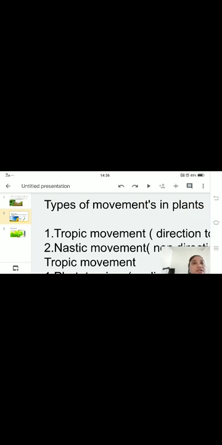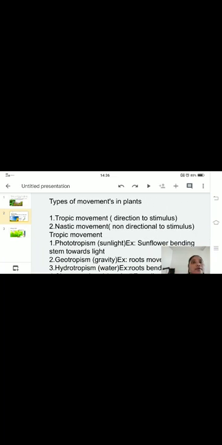Let us study what are the types of movements in a plant. There are two types of movements in a plant. First one is tropic movement and the next one is nastic movement. First, let us be clear with the topic of tropic movement. In this movement, the plant tries to move towards the stimulus.